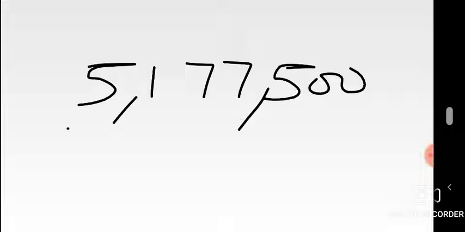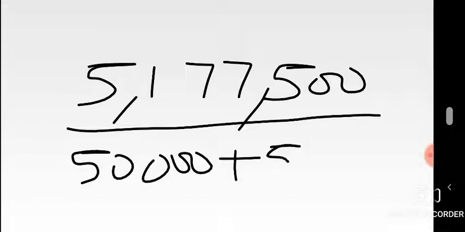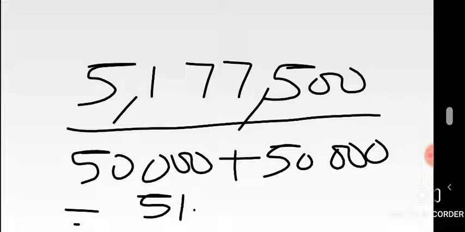Then we know that to get the new market price, we have to divide by total shares. What's the total shares? Old plus new. The answer is 51.775 kwacha if you want it in kwacha. That's all.